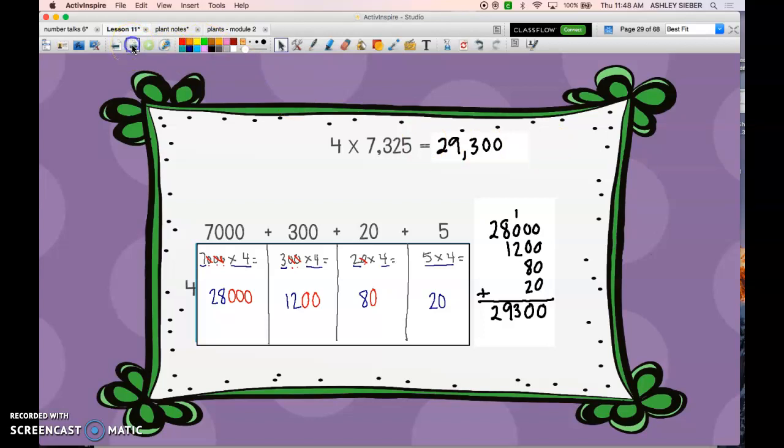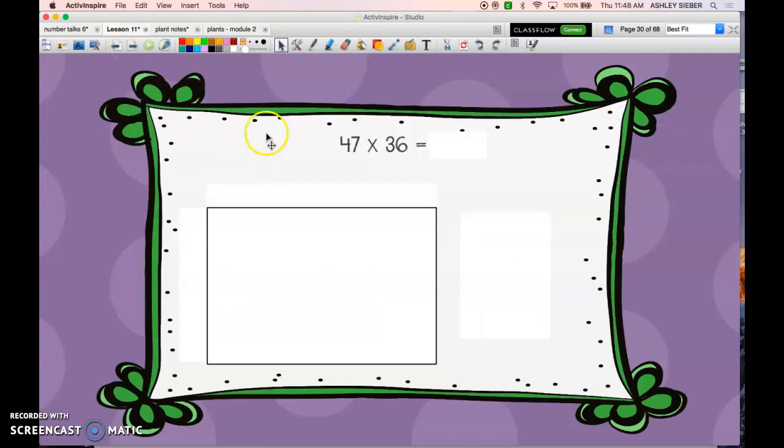Let's try one more. Now we have a 2-digit times 2-digit. Remember, when you set up your area model, you're going to want to write or draw more of a square than a rectangle. Which number are we going to break up? That's right, we're going to break up both numbers. We don't know our 36 facts, nor do we know our 47 facts. So we're going to break up both numbers. Again, pause the video, show your work using an area model, and then unpause the video to check your answer.